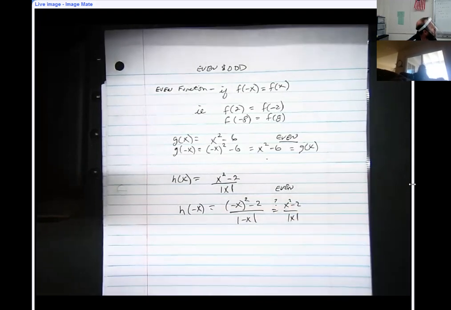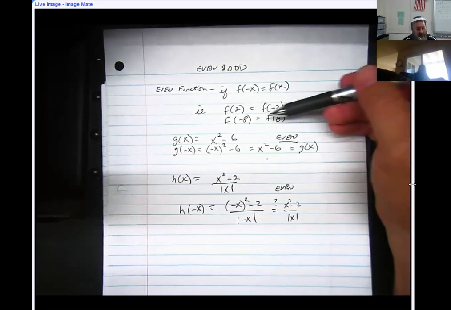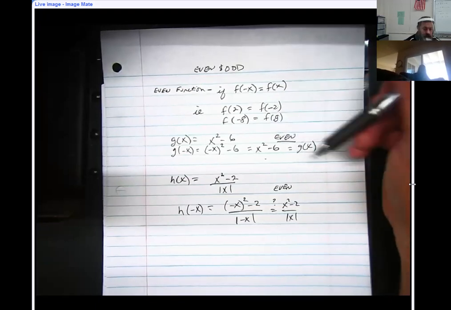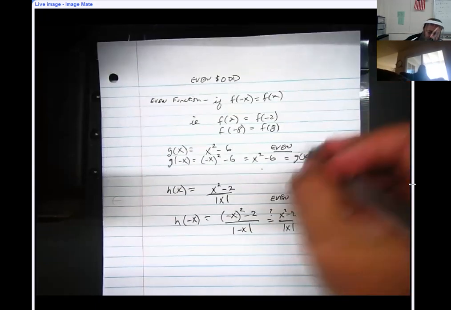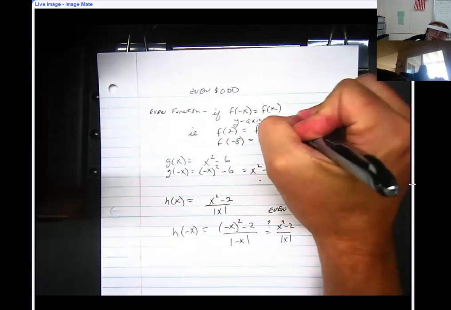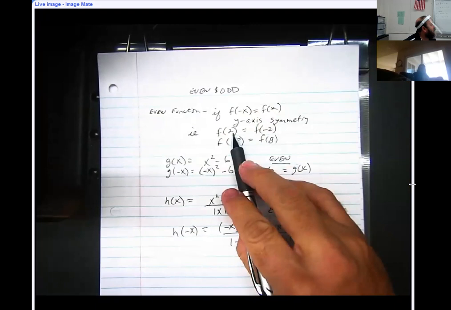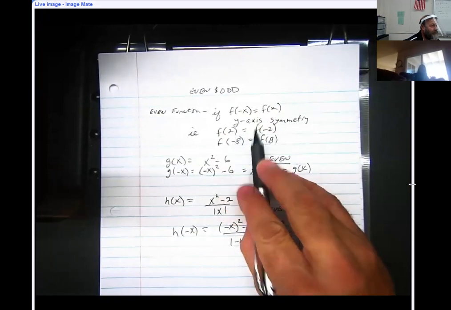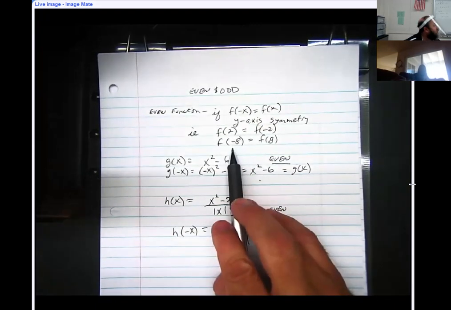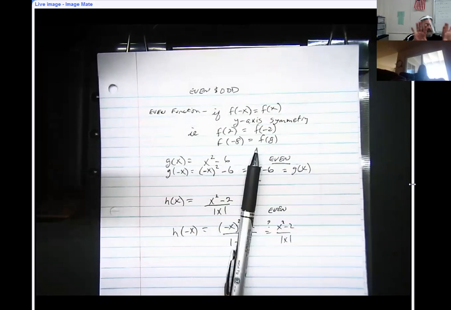Now, as it turns out, visually, what's that going to look like then? If something is even, if 2 and negative 2 have the same answer, negative 8 and positive 8 have the same answer, it has what is called y-axis symmetry. In other words, 2 is on the right side of the y-axis and negative 2 is on the left side, and what I am saying is that they're the same. If you go over here, see how negative 8 and positive 8 have the same answer? That means when I make them a mirror image, they look the same.